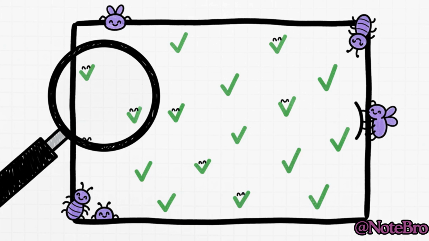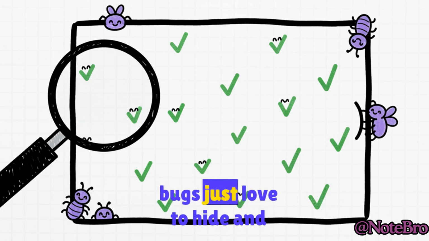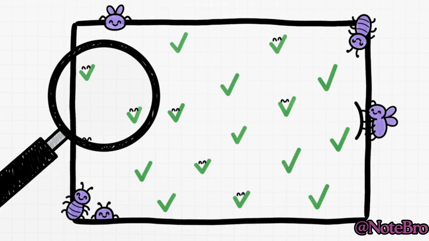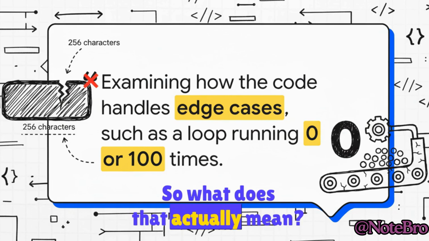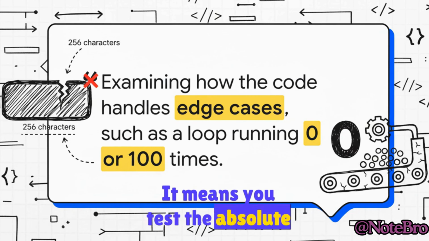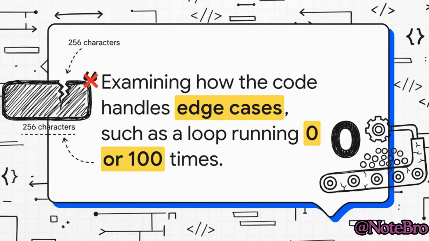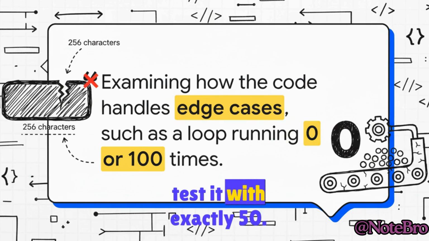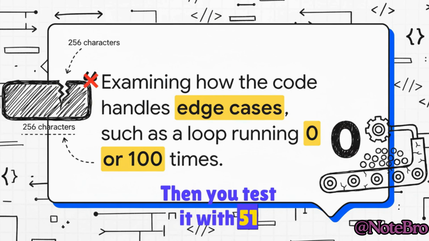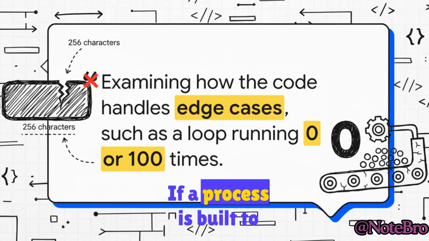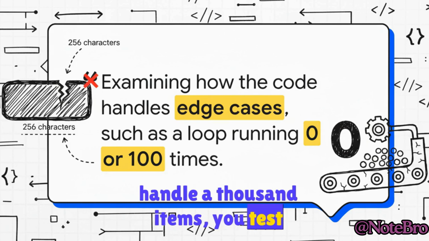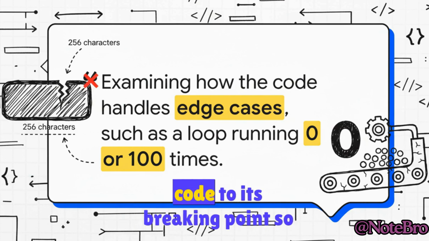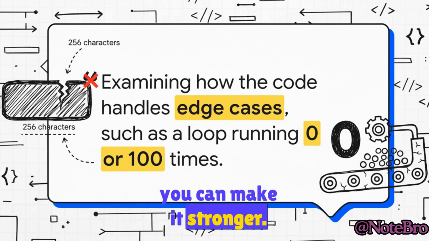To make this a little more real, let's just zoom in on one of these checklist items, boundary conditions. This is a classic spot where bugs just love to hide, and it's always a prime target for any code detective. So what does that actually mean? It means you test the absolute limits, the edge cases. So if a password field is designed to hold 50 characters, you test it with exactly 50. Then you test it with 51 to see what breaks. If a process is built to handle 1,000 items, you test it with 1,000, but you also test it with 0. It's all about pushing the code to its breaking point so you can make it stronger.